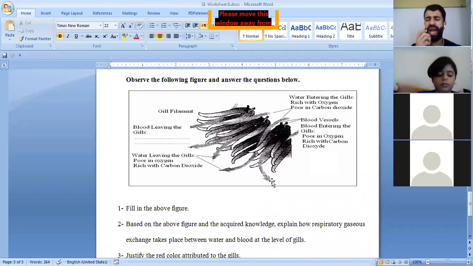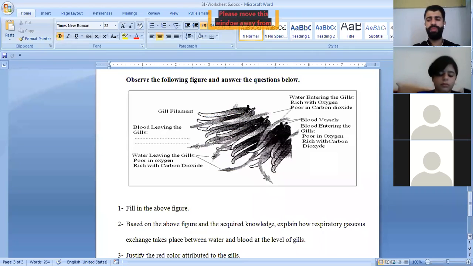The gills have an important, significant color. They have a very red color. Why do you think? Because they have blood vessels. They have a high number of blood vessels. That's why they have the red color. Okay? Blood leaving the gills.